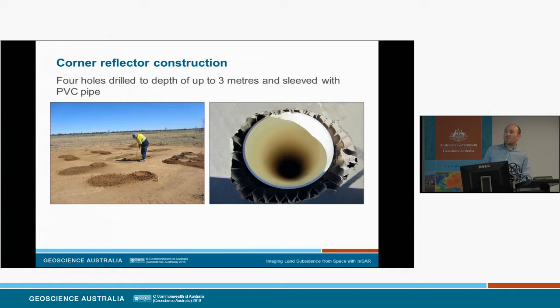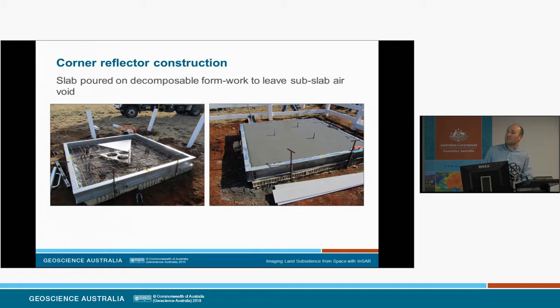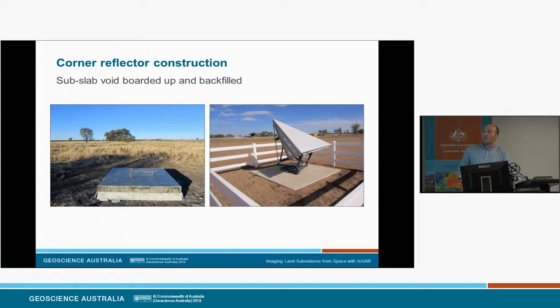So the construction process involved drilling the 4 holes, sleeving those with the PVC pipe, and then pouring the slab itself on top of decomposable formwork. And after some time, this decomposable formwork will rot away to leave the air void underneath to separate the slab from the surface influence. We boarded up this subslab void to hopefully remove the temptation for animals to make this their home. And then, hey presto, there's what the finished corner reflector would look like.